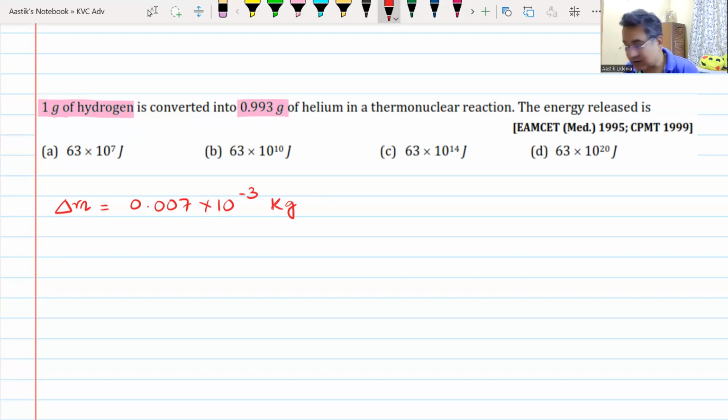This mass is sometimes known as the mass defect. We'll see what is mass defect. So this much mass has gone. This much mass would have been converted into energy.